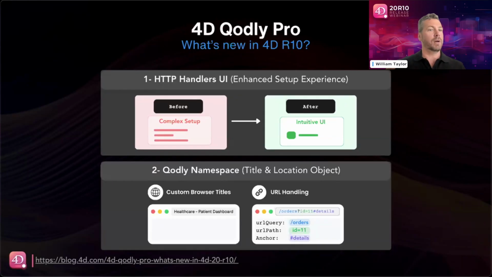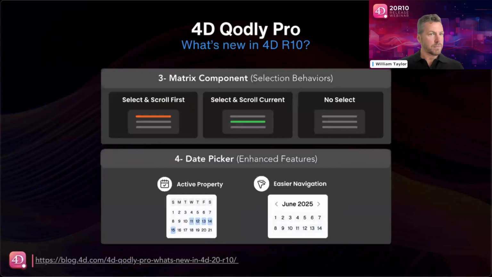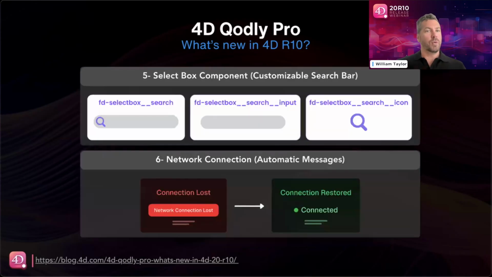Now let's zoom into what's new in Qodly Pro, just the highlights, since the demo that I'm going to show is going to cover it all. HTTP handlers now come with a much simpler UI setup screen. The Qodly namespace gives you access to the title and location objects, so you can update the browser tabs and respond to URLs instantly. On the UI side, the matrix component adds more control over selection behavior. We'll show you that a little bit later. And the date picker is now easier to navigate with dynamic date control and restriction of dates. Now you can also fully style the select box search bar with CSS, and users get automatic connection status with no extra code.